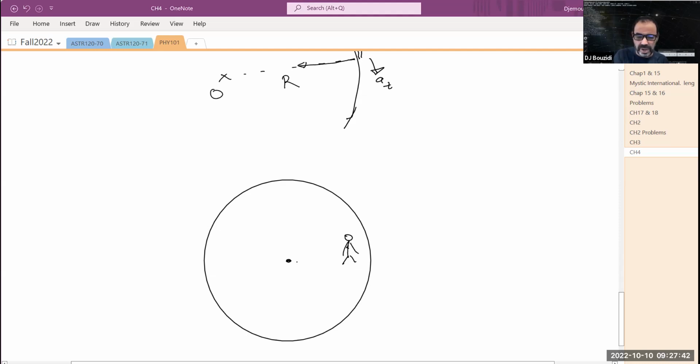So while you're standing in here, you are at a distance r from the center. I'm not talking about the entire radius of the merry-go-round. Where you are really matters, because you're the one who's going to be subject to that centripetal acceleration.